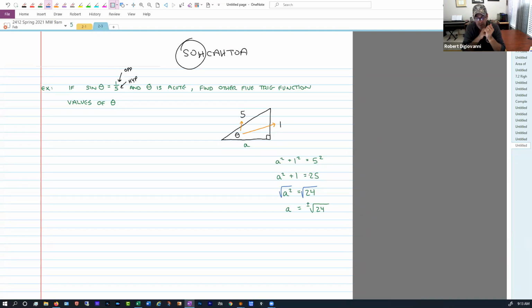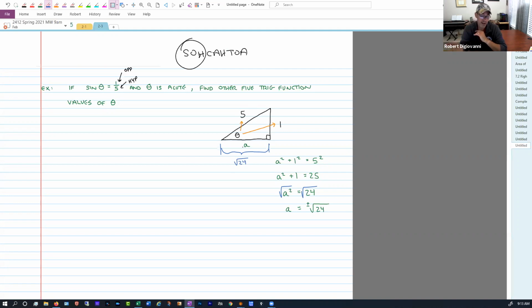So what we're saying here is that A must be positive or negative square root of 24. However, A is the distance from here to here, right? It's got to be a positive number. So it can't be the negative root 24. So this has to be positive root 24. Questions?